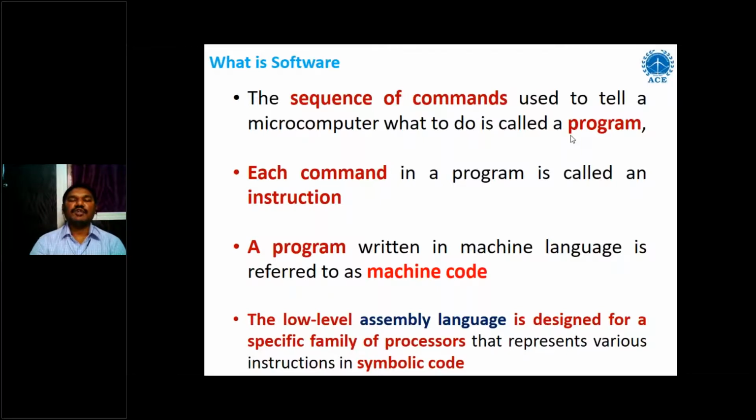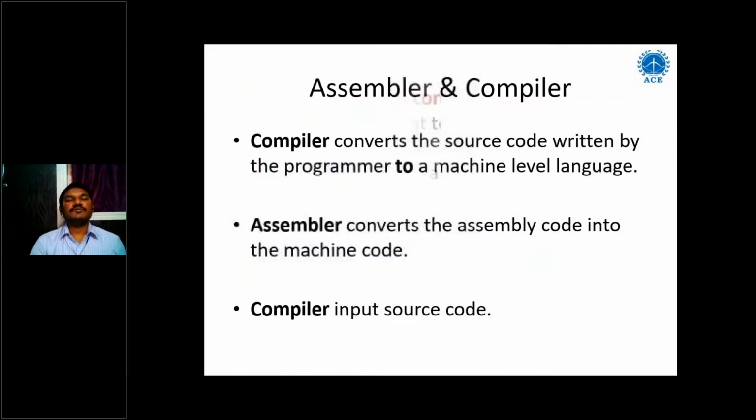And to convert this assembly level language program to machine level language, we need an assembler. It's also called a translator, that we will see. See here, a compiler converts the source code written by the programmer to a machine language. An assembler converts this assembly code into the machine code. So then what is the difference? Both are only converting. This compiler converts high level language to low level language. The assembler converts assembly level language to machine level language. So here between hardware and software, we have two converters known as compiler and assembler.